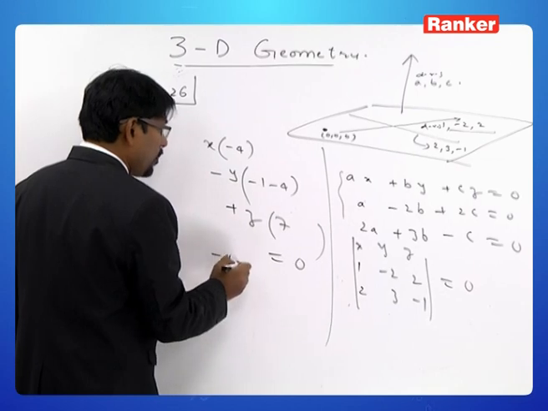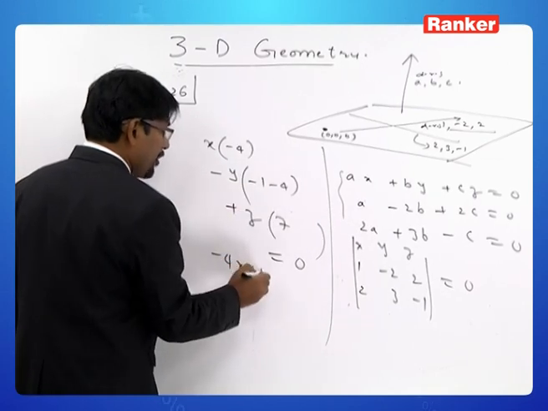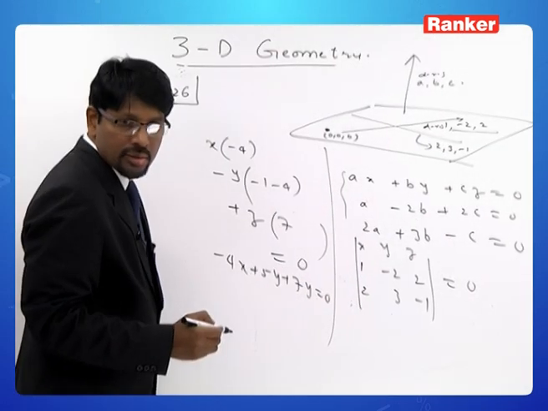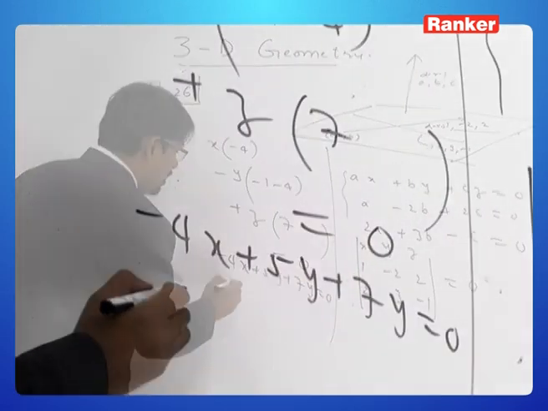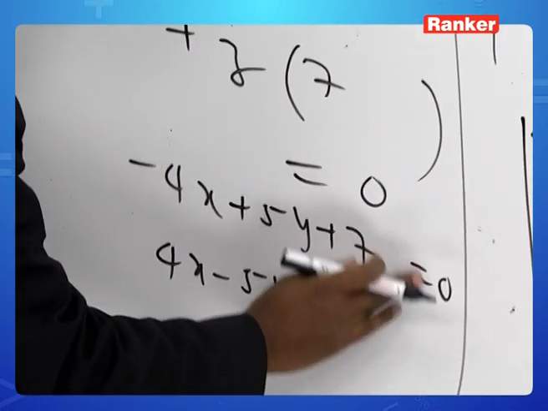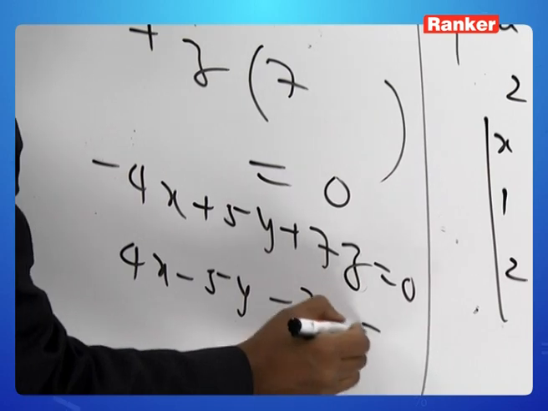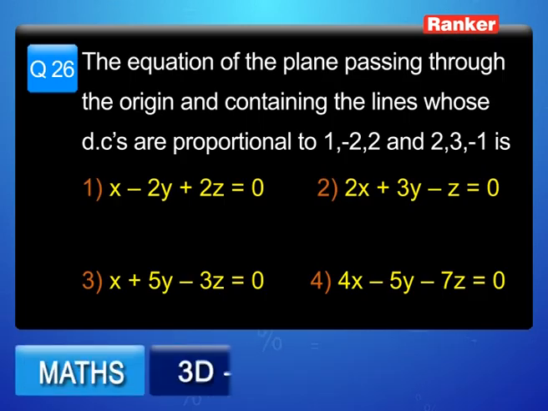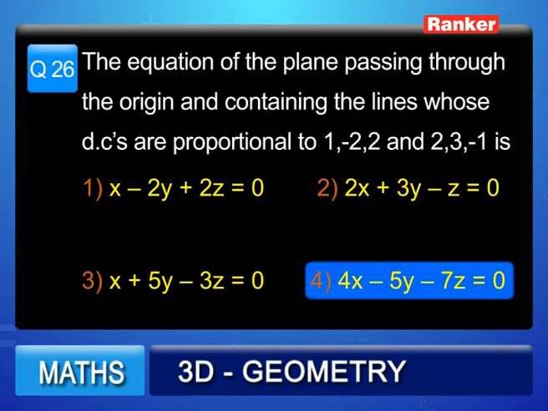That makes it minus 4x plus 5y plus 7z is equal to 0, and that is clearly seen. I can rewrite this equation as 4x minus 5y minus 7z is equal to 0, multiplying by minus sign, we have it, and that's clearly seen in option 4. So answer is option 4.